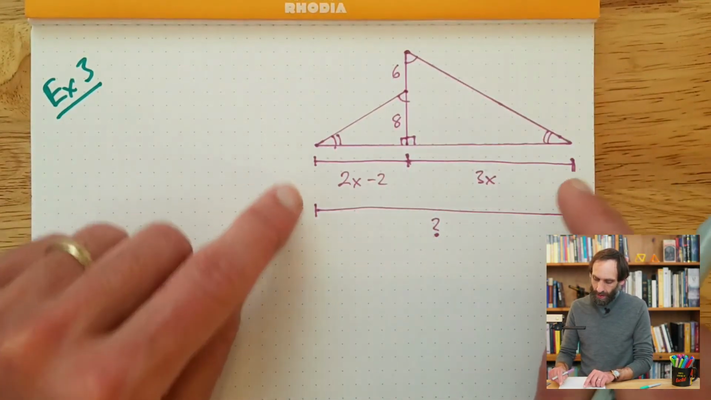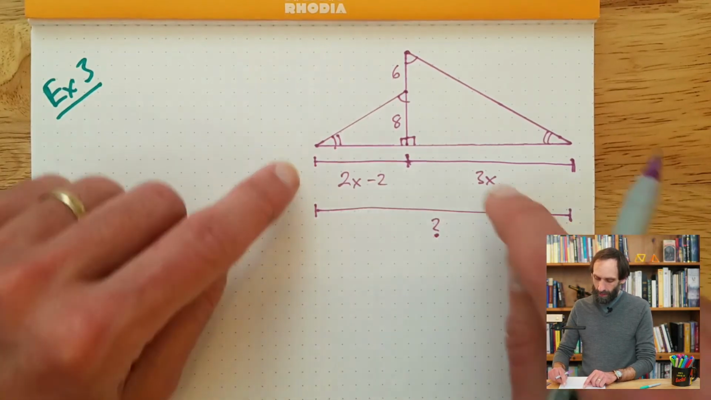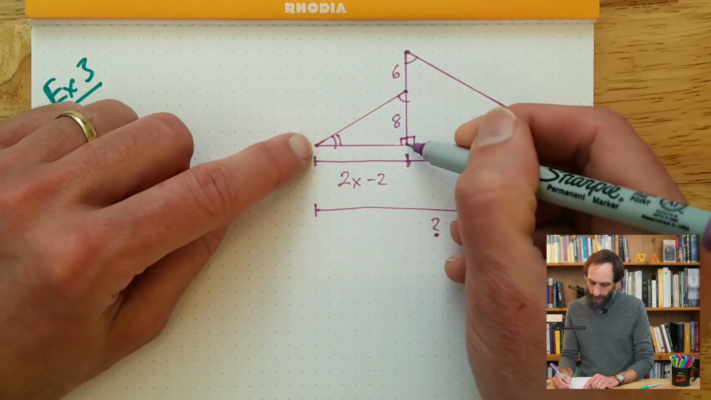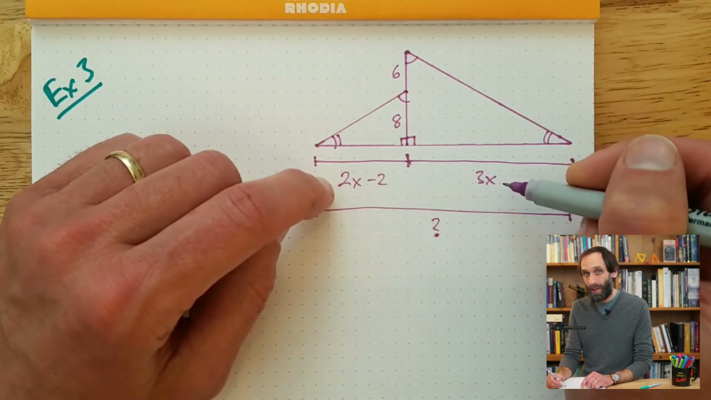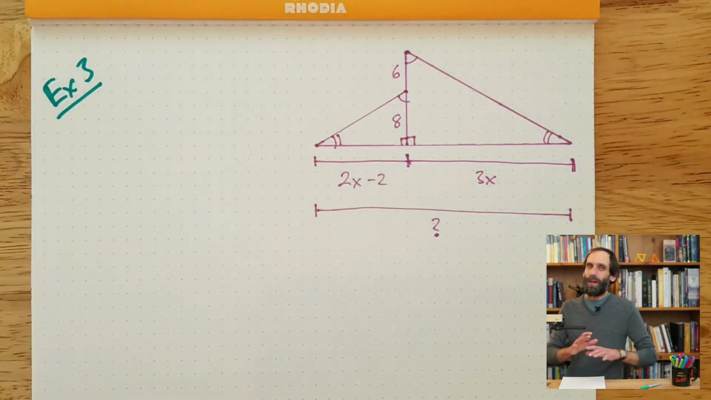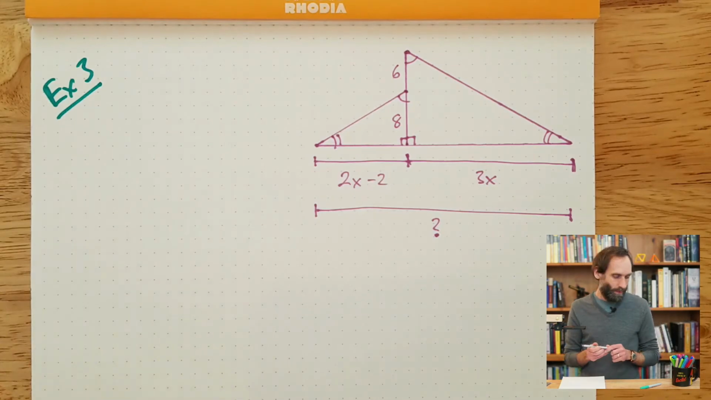Those are the segments, and we're actually trying to find this whole length over here, even though we're given this base and this base as expressions in the variable x. So it's going to be a little bit more algebraic work to solve this one. But as I think you'll see, it's still not too bad.